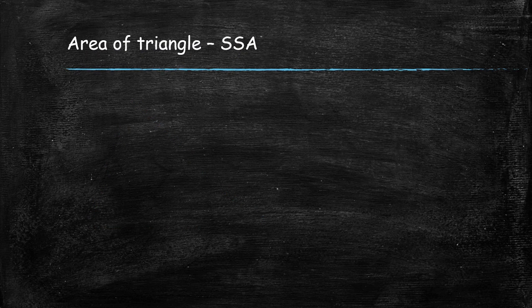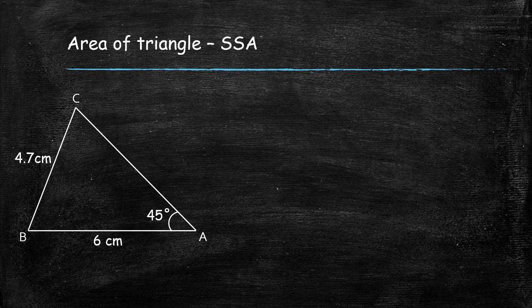Now area of triangle SSA, where two sides and an angle are given. So here you can see that side, side and angle are given. Side, side, angle. SSA. The order SSA: side, side and an angle is given.